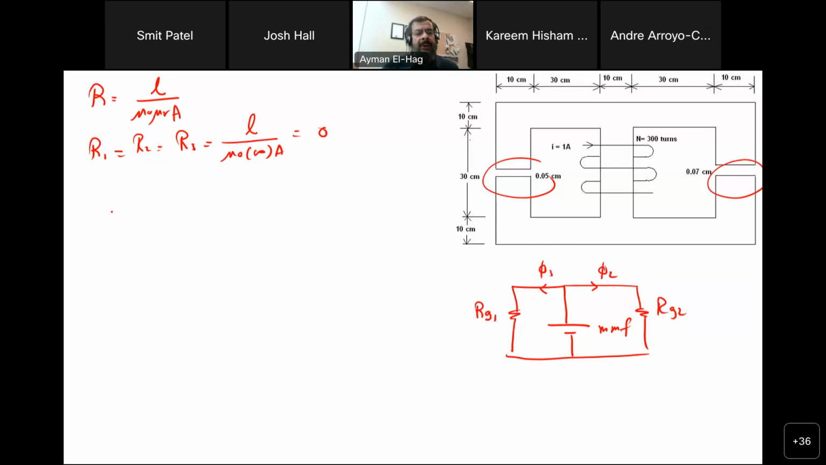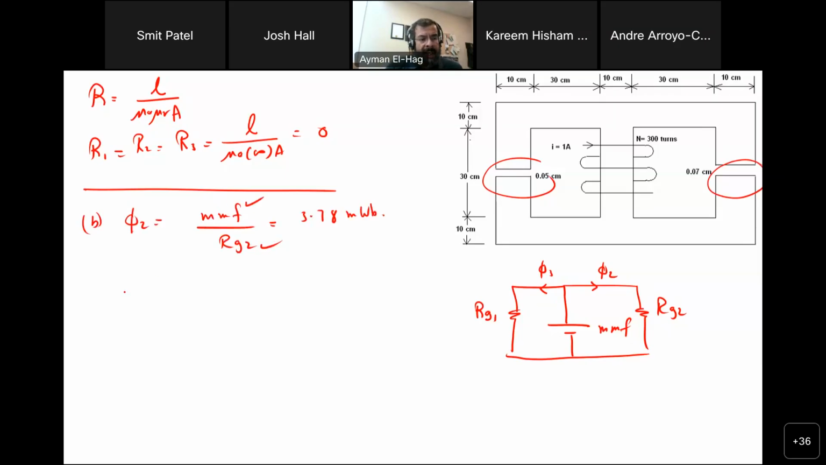It's very straightforward that now in part B, your phi 2 is equal to your MMF divided by reluctance G2, which is equal to 3.78 milliweber. We already did that. We know the MMF, we know the RG2 from the previous part. And phi 3 is again, because they are in parallel, MMF divided by reluctance G1, and this will give me 5.27 milliweber. If I ask you to find phi 1, I didn't ask you in this question, but if I did, it's basically phi 2 plus phi 3.